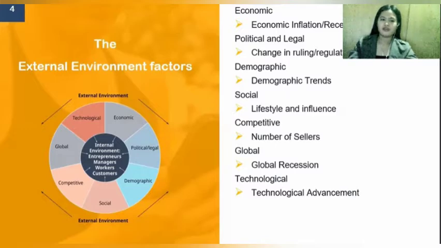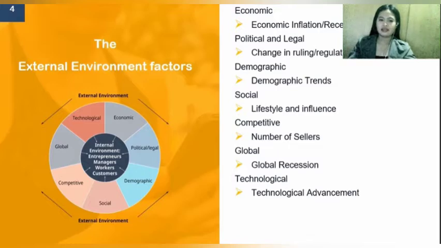First off, economic. When we say economic factors, these are the forces that affect the economy, such as inflation or economic recession. Next is the political or legal factor, which includes policies and laws. An example is a change in ruling or a change in regulations. Another is the demographic factor. Now these forces talk about statistics, such as demographic trends.